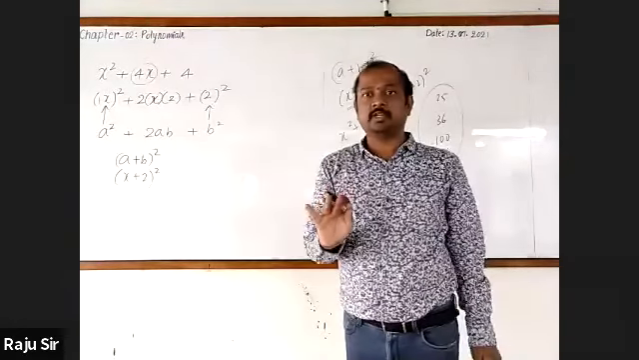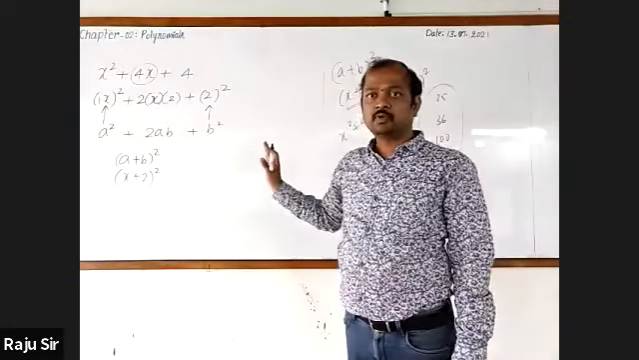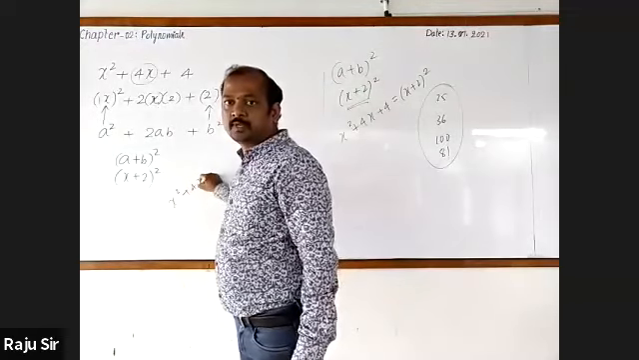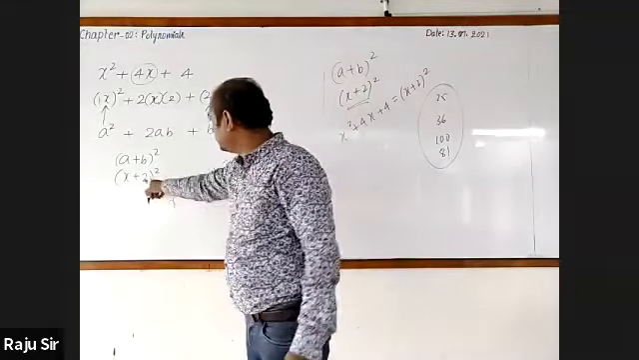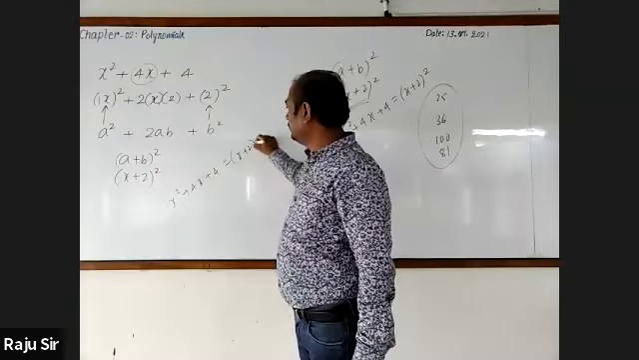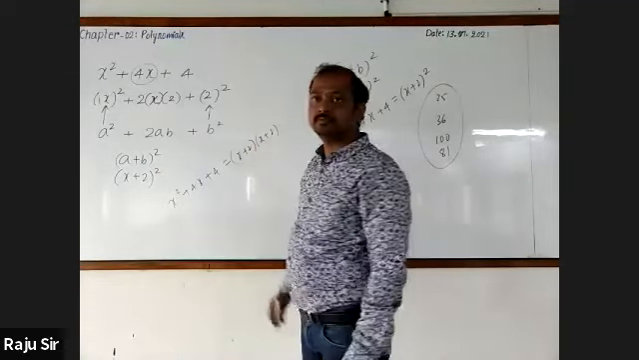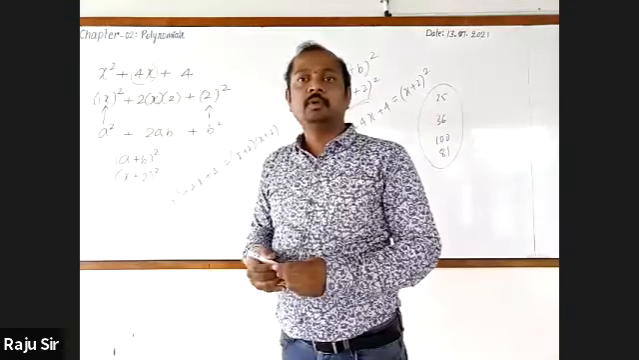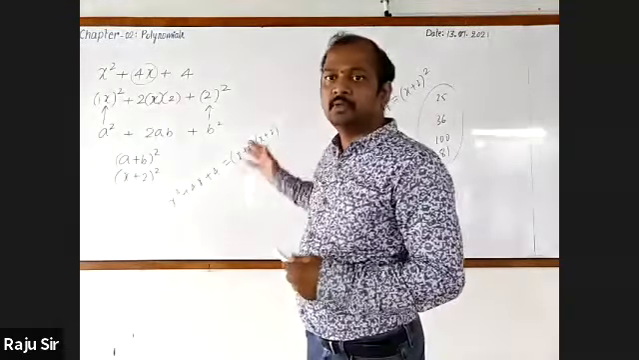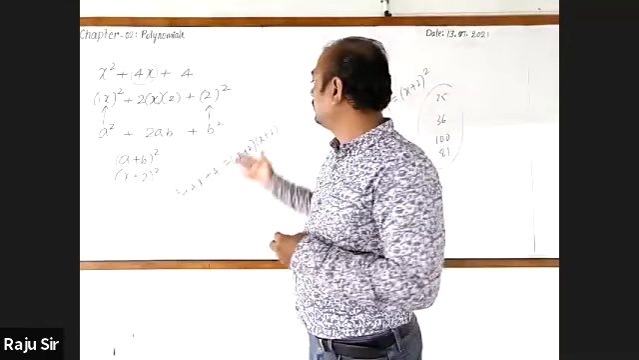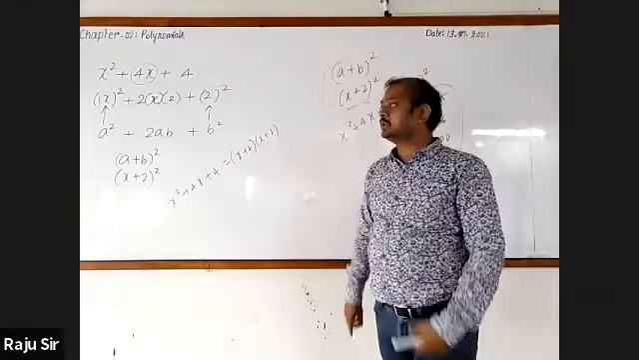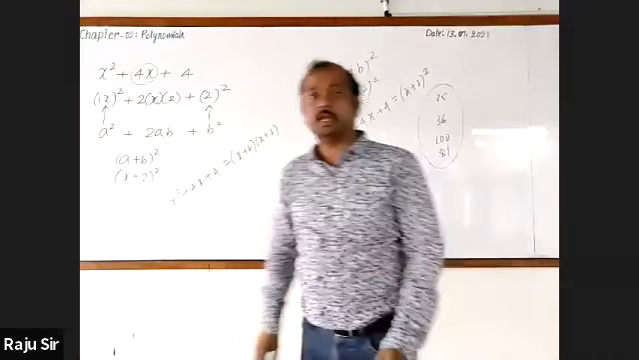I'll only explain; don't go for copying. So now it is x square plus 4x plus 4. Its factorization is (x plus 2) into (x plus 2). Not only for this, even for cubic polynomials also, we can go for factorization. I'll teach you that again by taking some more examples.